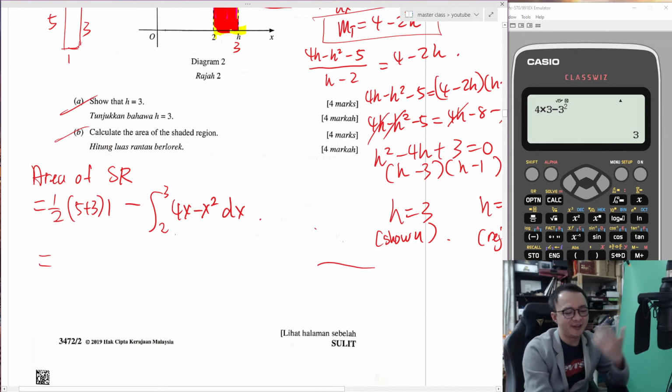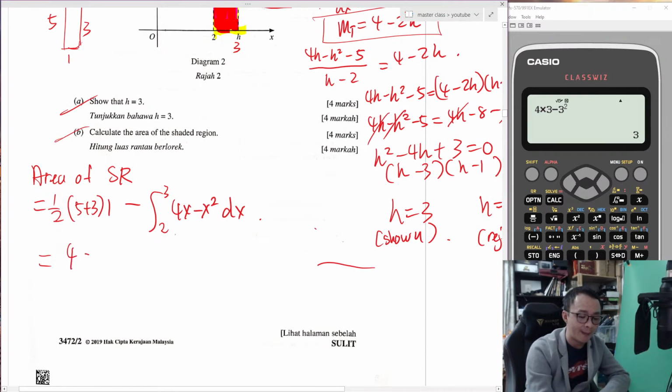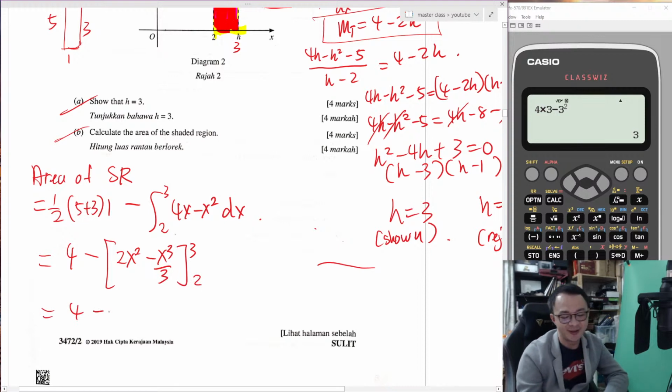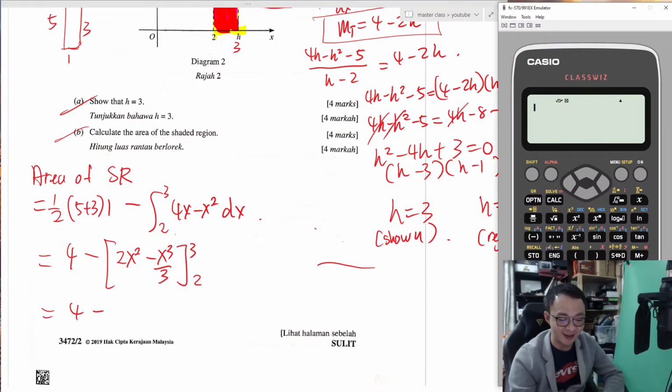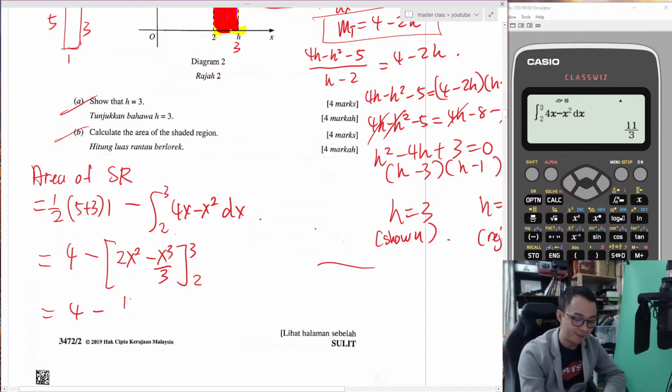So this is 8 divided by 2, which is 4, minus the integral. So 4x squared divided by 2 gives you 2x squared, minus x cubed over 3. Then you will need to insert the values. But over here, like I said, I will play some cheat by using the calculator: 4x minus x squared, from 2 to 3. So here actually we'll get 11 over 3.